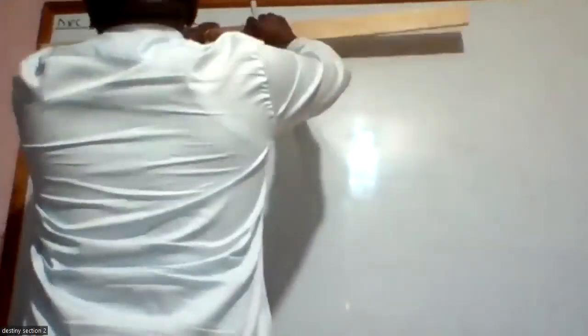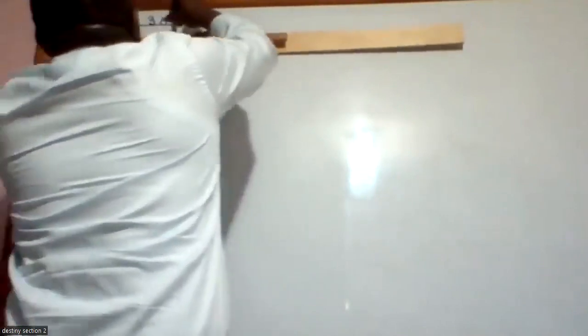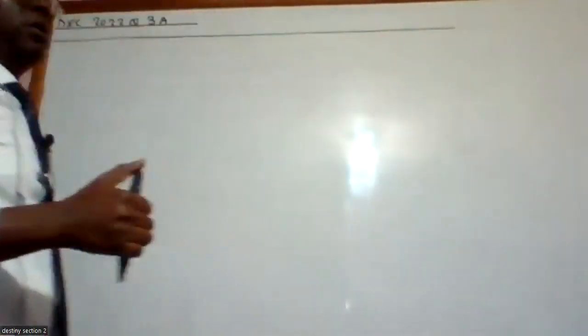I want us to have something like this. Let me call it analysis table. Now, in the analysis table, we will have the cost pool.